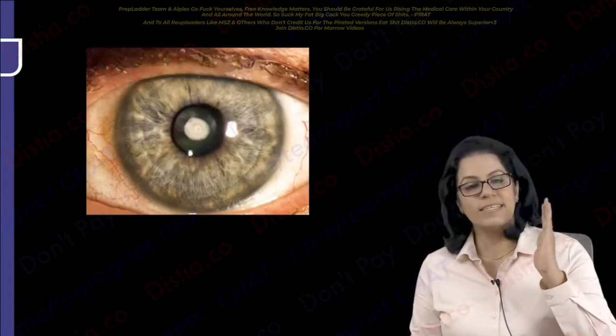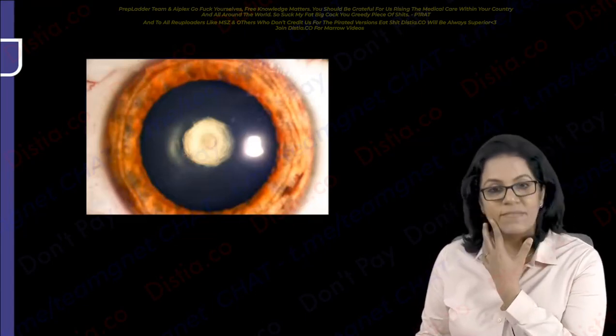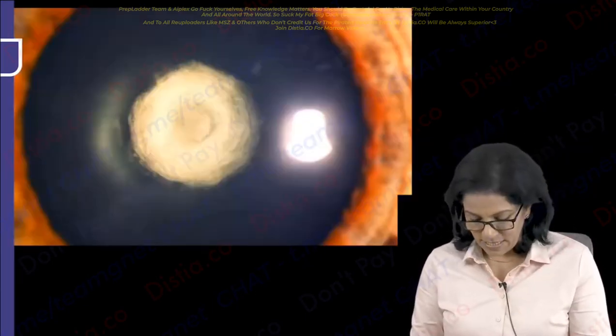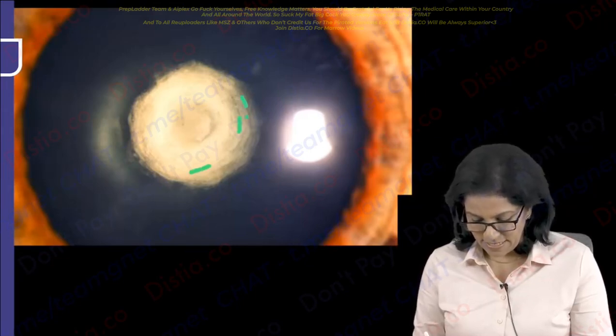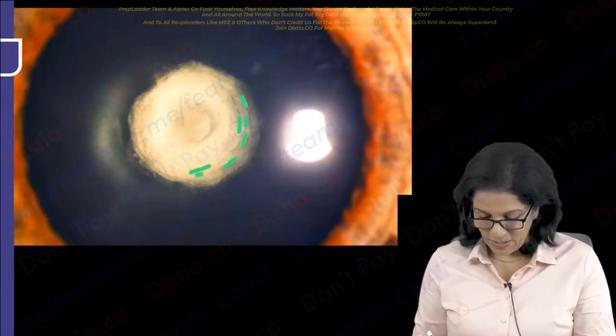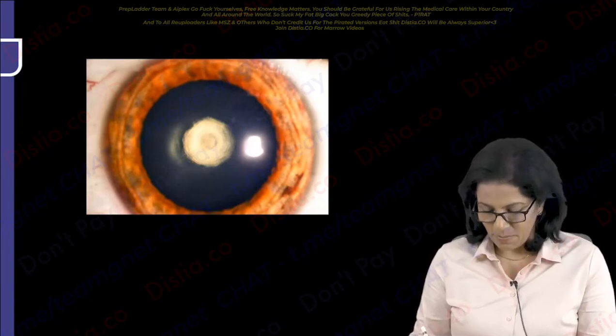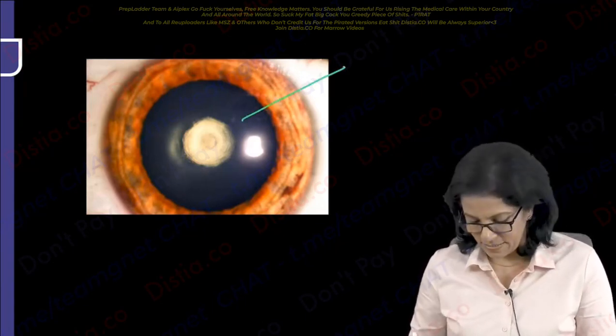So how will I comment? Is it anterior pole or posterior pole? When I see a section of it, it is even more clear because it is giving you this onion ring appearance. Can we see the onion ring appearance here? So this is your posterior polar cataract. The onion ring appearance means it's a posterior polar cataract.